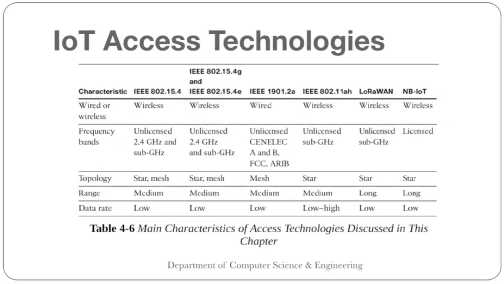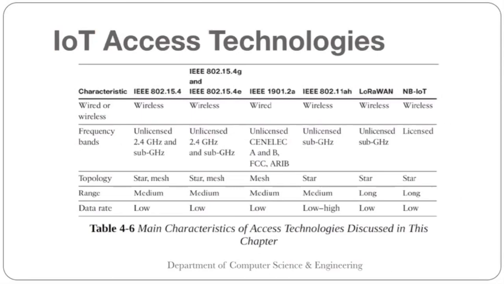Okay, so the first one is IEEE 802.15.4, which is a low rate wireless personal area network. Obviously, wired or wireless? It is wireless. It is unlicensed, using the 2.4 gigahertz and sub gigahertz bands. We already discussed what a licensed band and an unlicensed band are. The topologies it supports are star and mesh. The range is medium for the communication and the data rate is low.